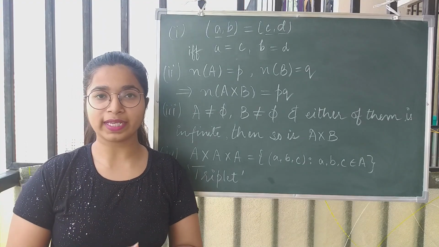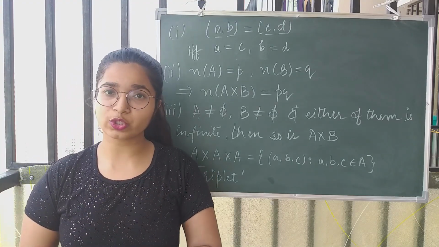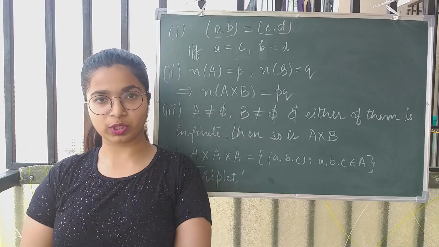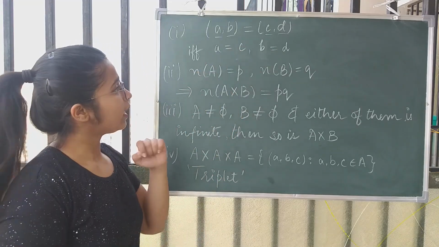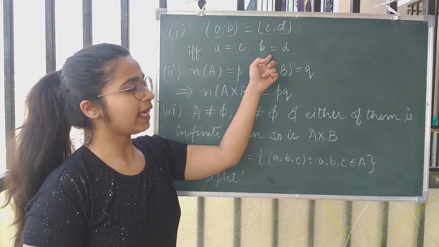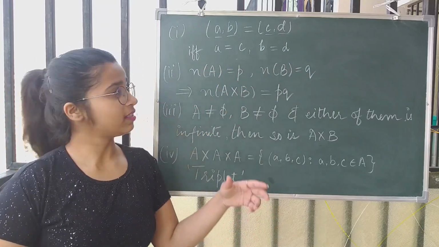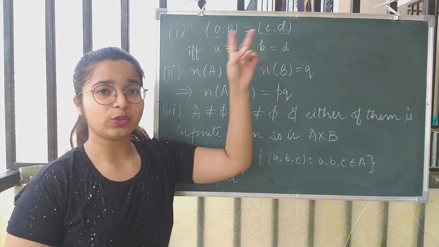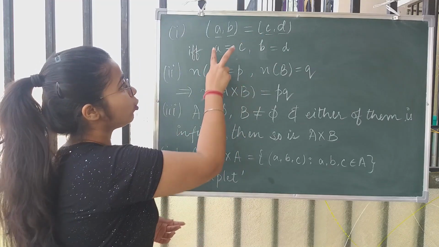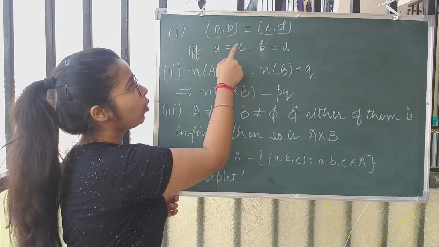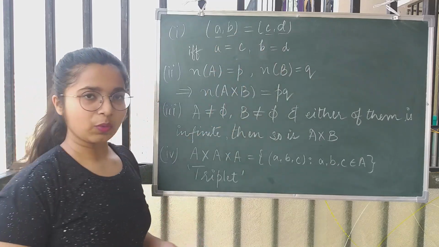So we shall now look at a few remarks related to the ordered pairs and the Cartesian product. The first one says that two ordered pairs are equal if and only if their corresponding elements are equal. That means if (a, b) and (c, d) are two ordered pairs, they can be equal only when their first elements are equal and their second elements are equal.